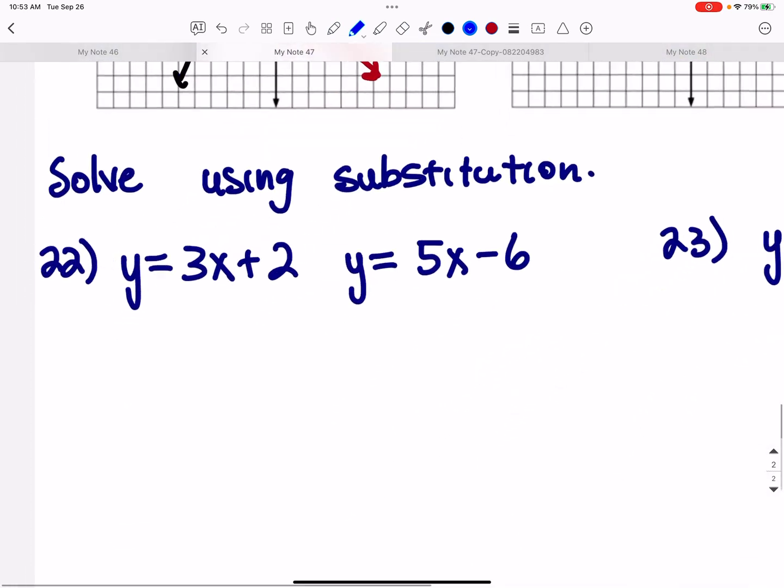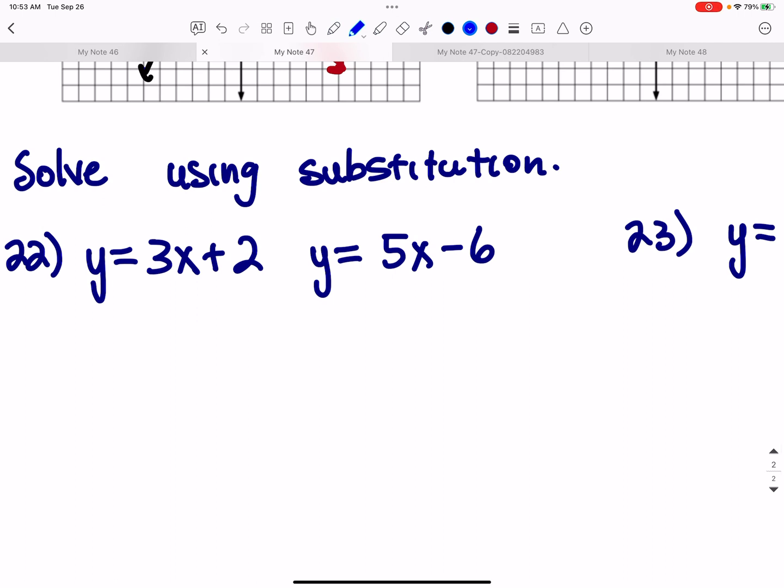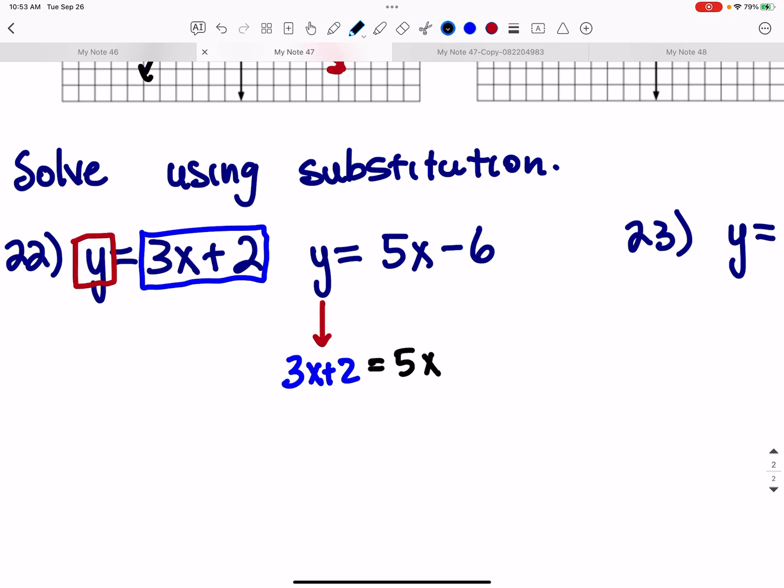Interesting. Okay, for the substitution one, these ones meant that anywhere I see a y, I can plug in 3x plus 2. So over here, I see a y, but I'm going to take it out, and I'm going to plug in 3x plus 2. Okay, so equals 5x minus 6.